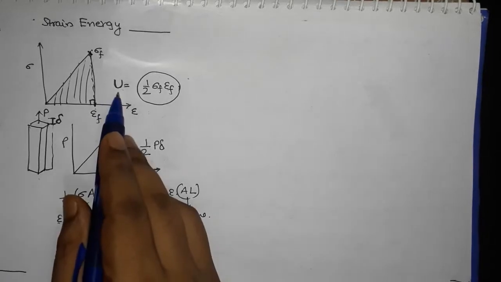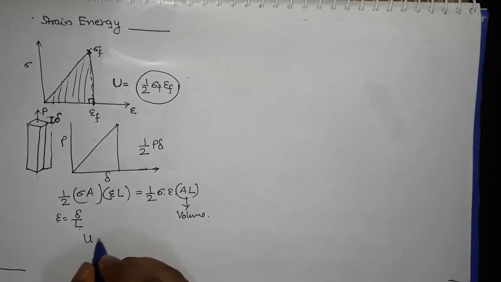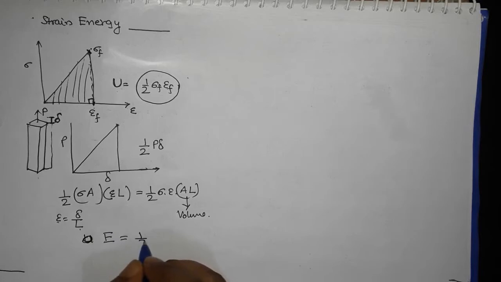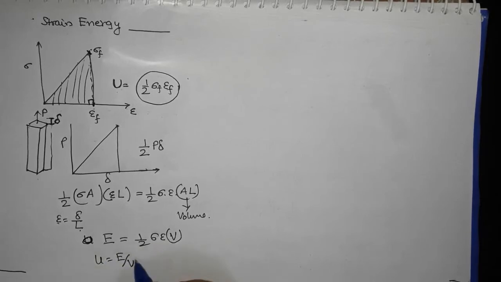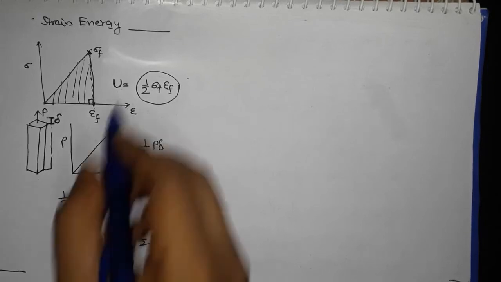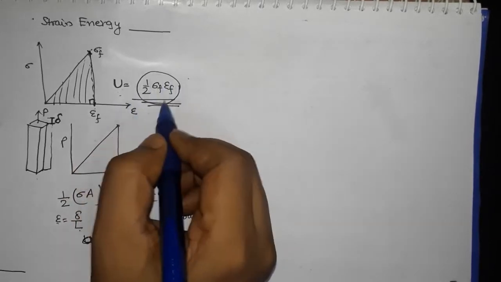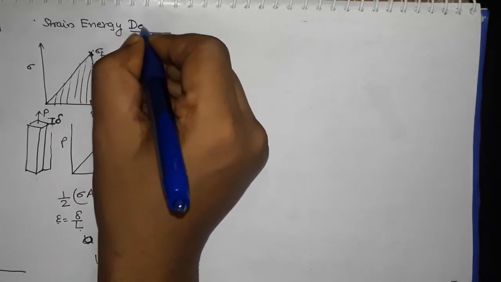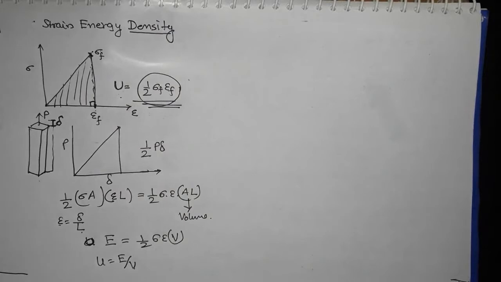So what is this then? If this is the energy, so the energy consumed E is equal to half sigma epsilon into volume, then U is equal to E by volume, right? So this is energy per unit volume, this one, okay? And this energy per unit volume is called strain energy density. So this is called strain energy density.